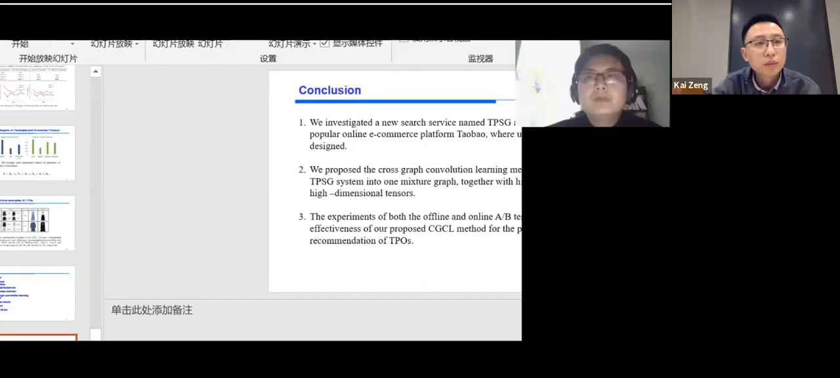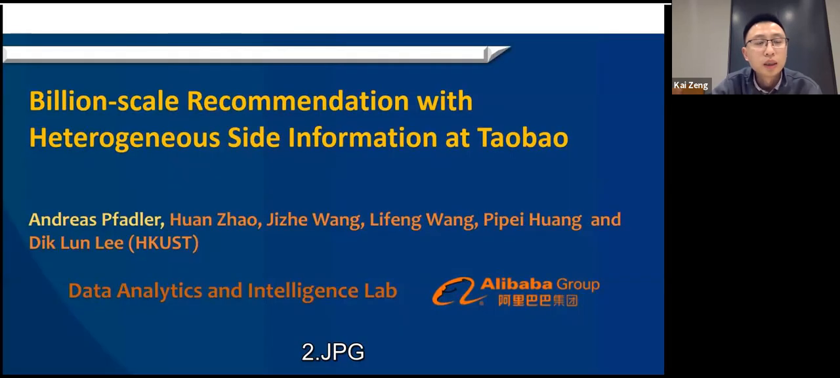So the second presenter is Andreas Faulkner from Alibaba Group. He will present the work Billion Scale Recommendation with Heterogeneous Side Information at Taobao. This is a joint work between Alibaba and the Hong Kong University of Science and Technology.